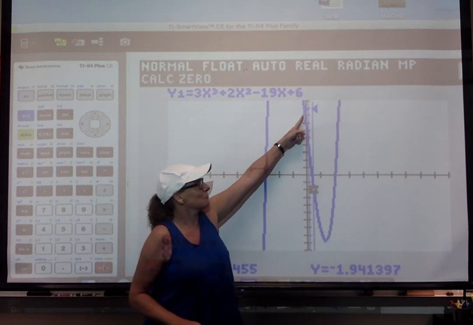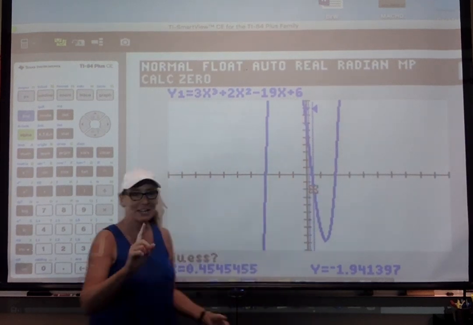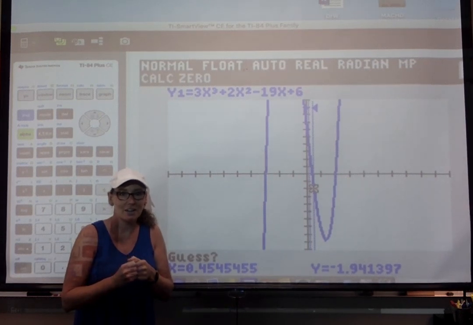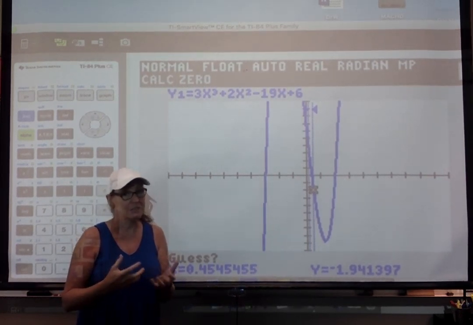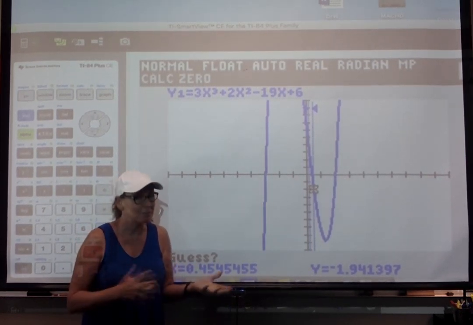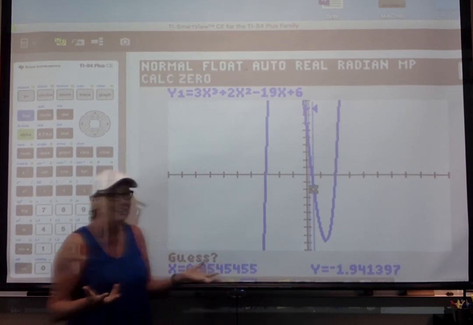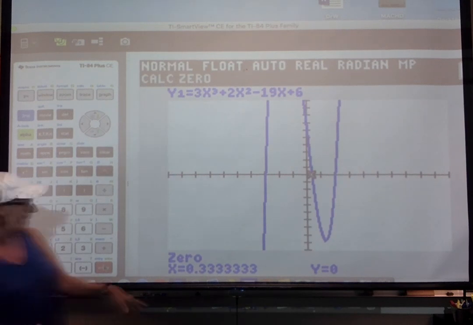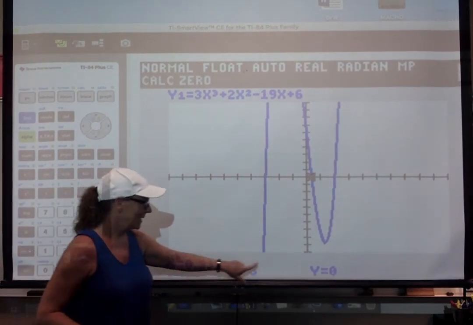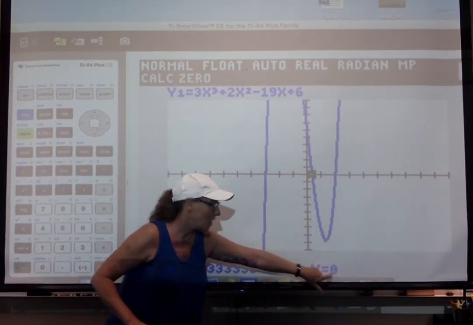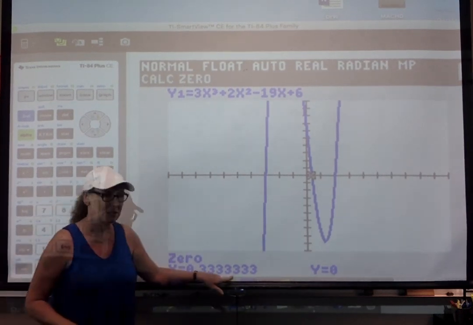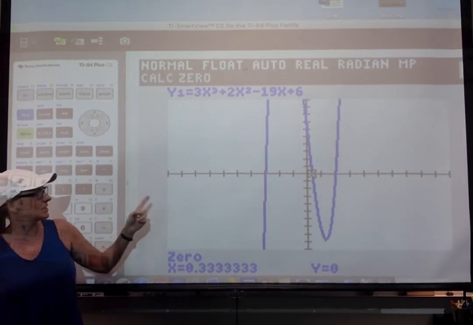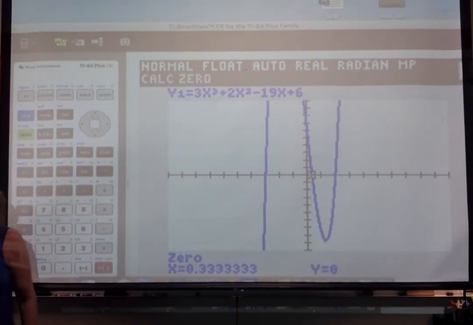I've given it a left boundary. I've given it a right boundary. And my calculator says, are you ready for me to guess the 0? Well, I'd rather you tell me exactly what the 0 is, not guess, but whatever. Yeah, sure. Take a guess. So hit enter again. And sure enough, in order for y to equal 0 on the x-axis, x has to be 1/3. Okay, so remember to get there, we did second calc on our graphing calculator.